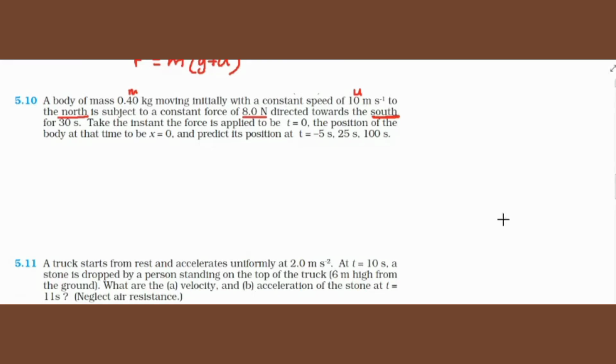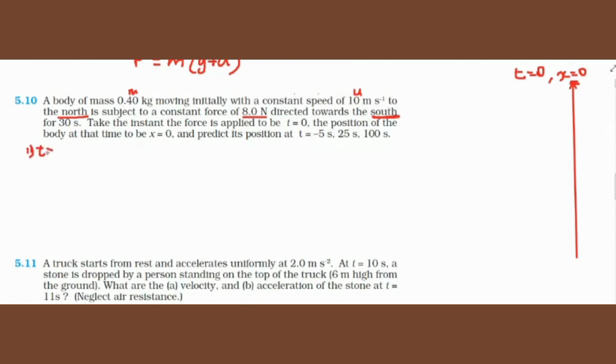Okay, so we will draw a diagram here. Here the object is moving upwards. This is the point you are asked to take x equal to 0 and t equal to 0. Then, what is the situation of the body 5 seconds before? That's the first case.